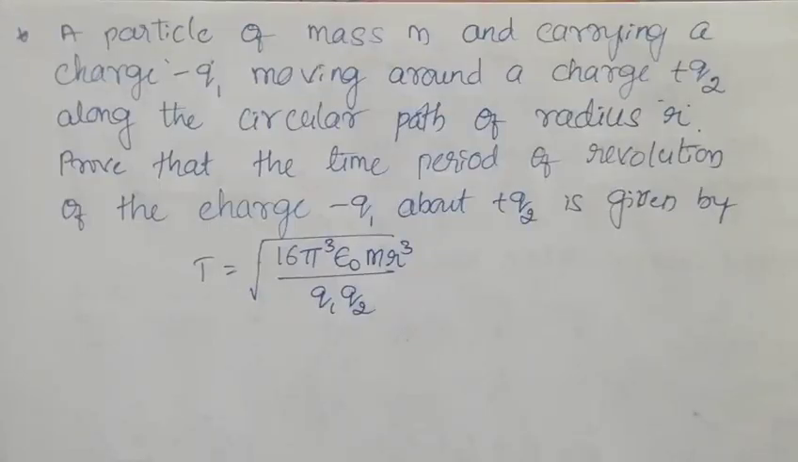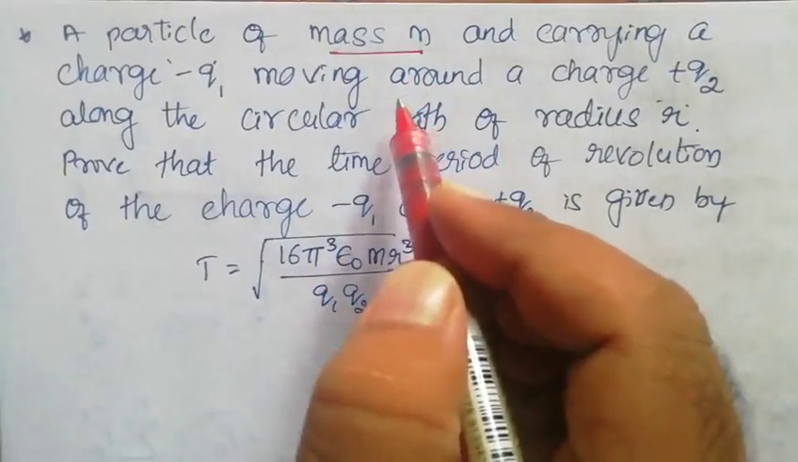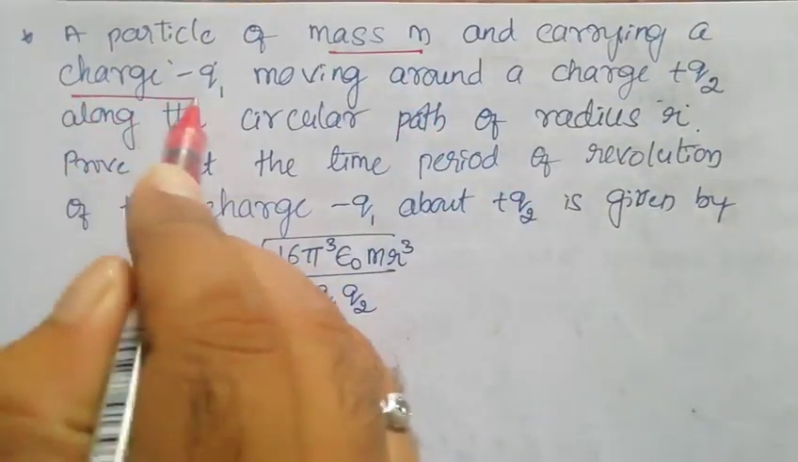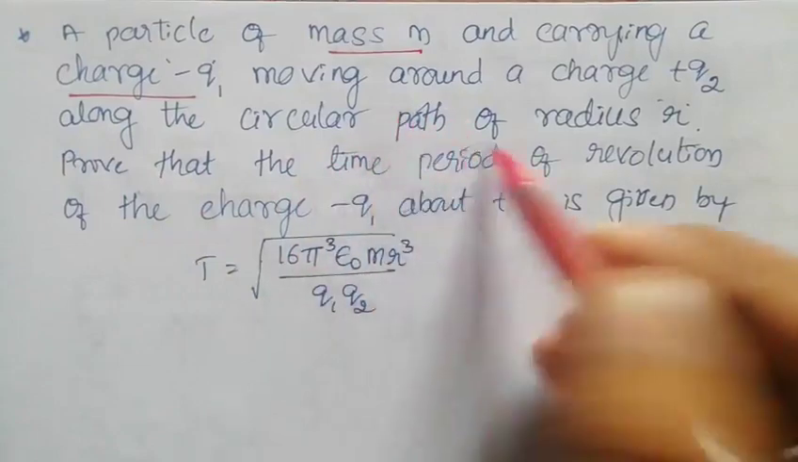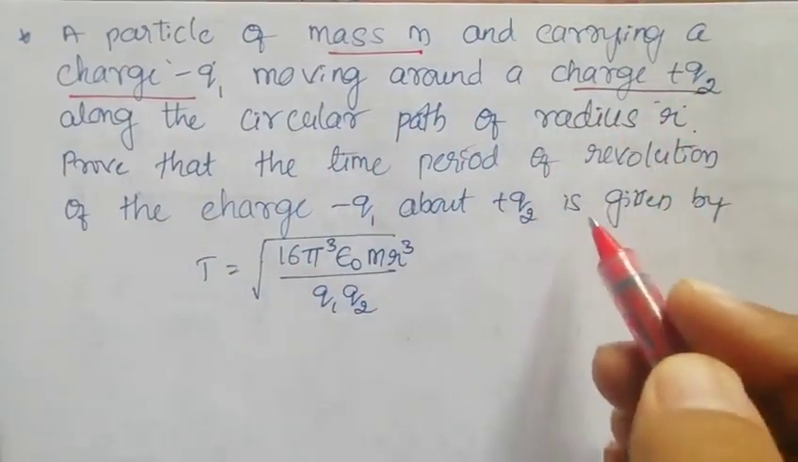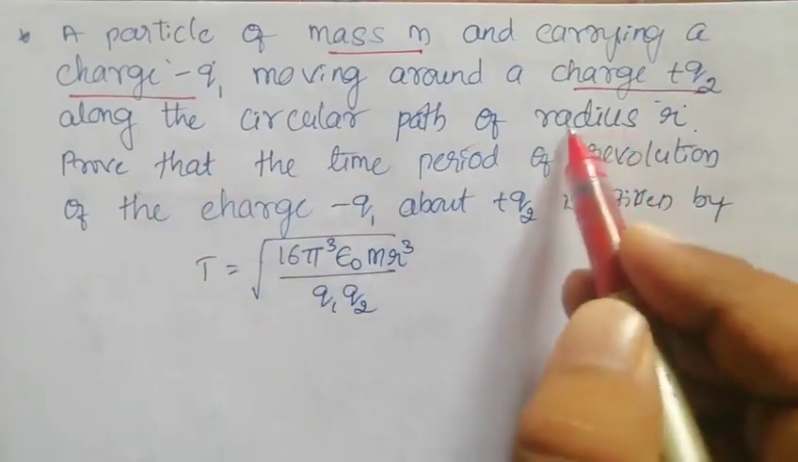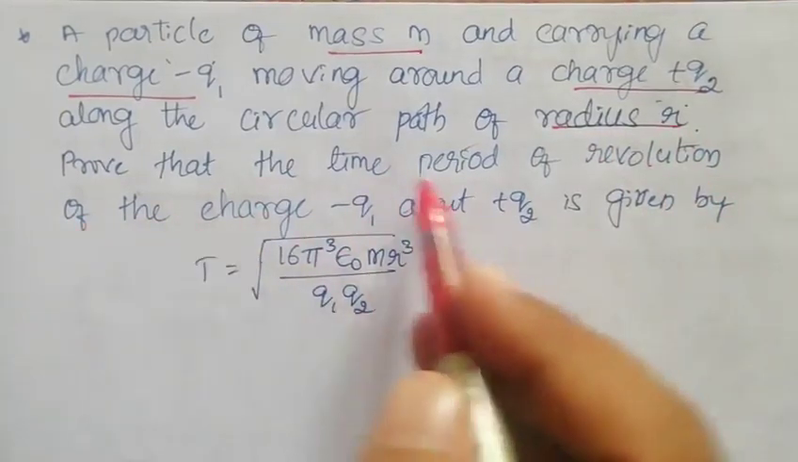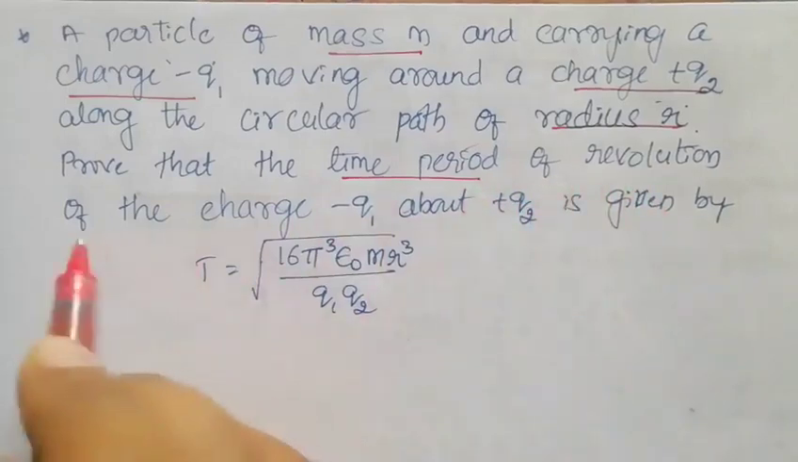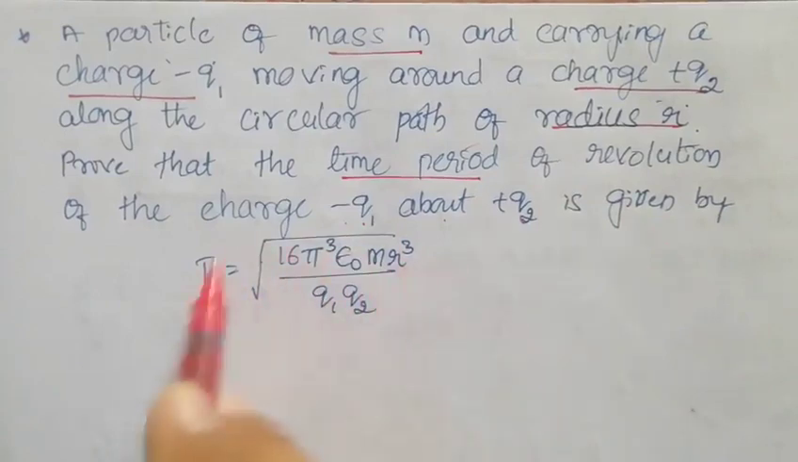In this question, what are they asking about now? A particle of mass m carrying a charge of minus Q1 is moving around a charge Q2. So what is happening? A negative charge is moving around a positive charge along a circular path of radius r. Then they are asking you to prove that the time period of revolution of the charge minus q1 about plus q2 is given by this.